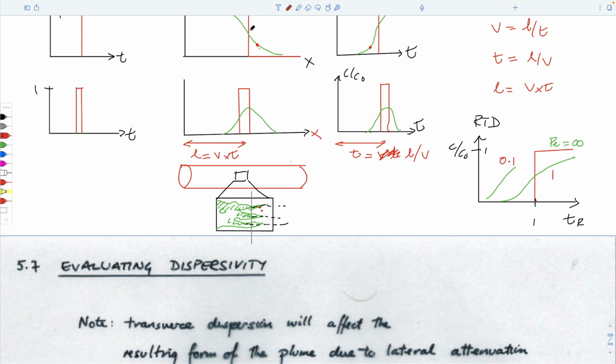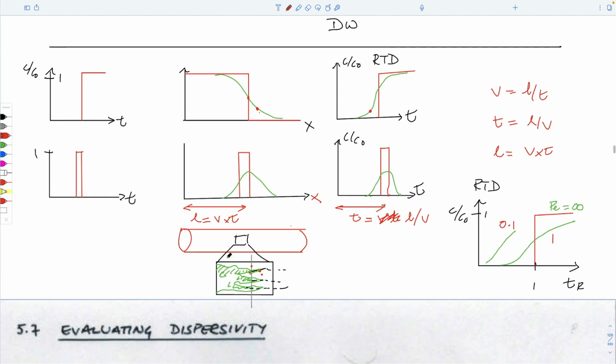This would be 50% because it would be at 100% concentration here, but only 0 concentration here. The average of those is 50%. And once you get inside the plume into this point here, then we're at 100%. So that's the explanation of this.